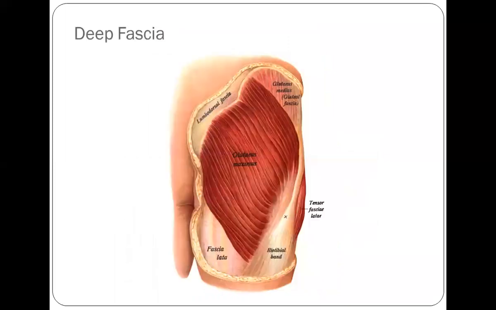Now, the deep fascia of the gluteal region is called the gluteal fascia or gluteal aponeurosis, and it is present over the gluteus medius muscle. This deep fascia will split to enclose gluteus maximus and tensor fascia lata. Now, in the region of the lower back, there's another fascia called the thoracolumbar fascia.